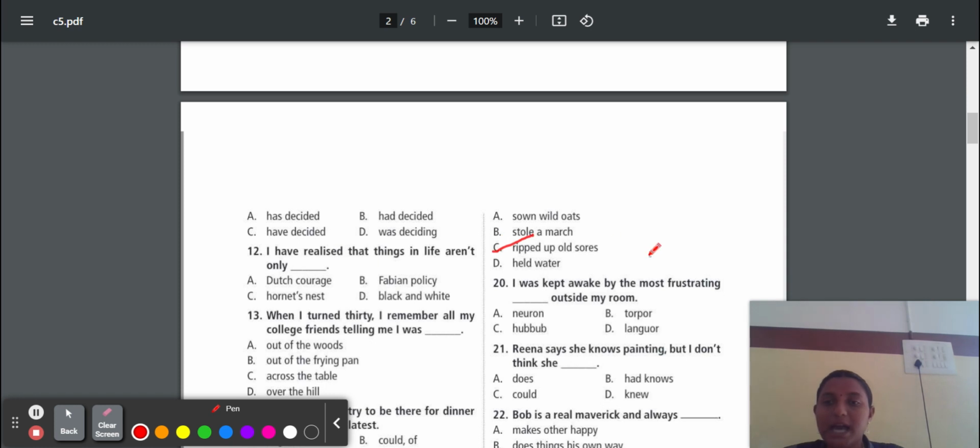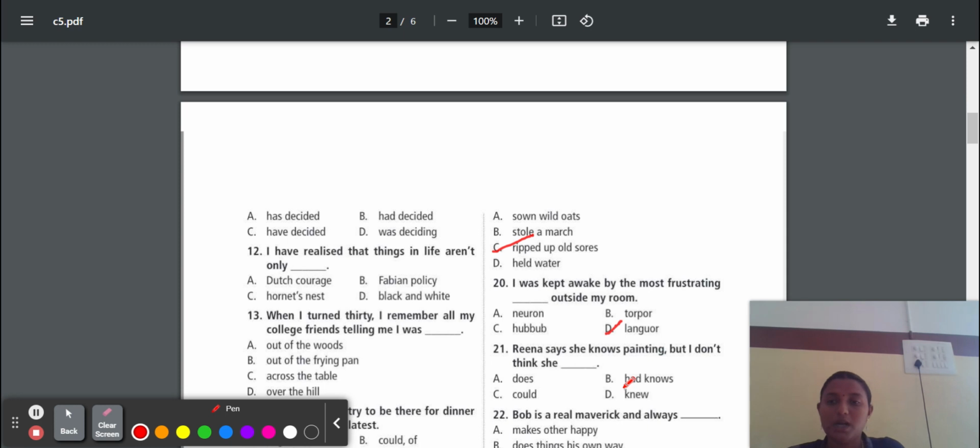Question number 20. I was kept awake by the most frustrating dash outside my room. Option A, neuron. Option B, torpor. Option C, hubbub. Option D, longer. Answer for the question 20 is option D, longer.